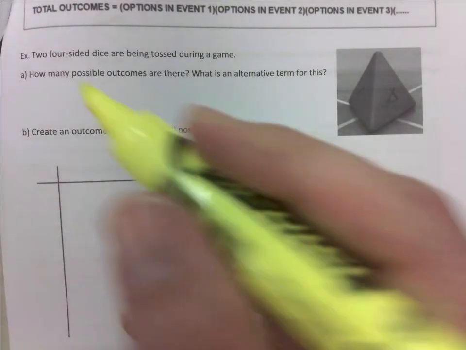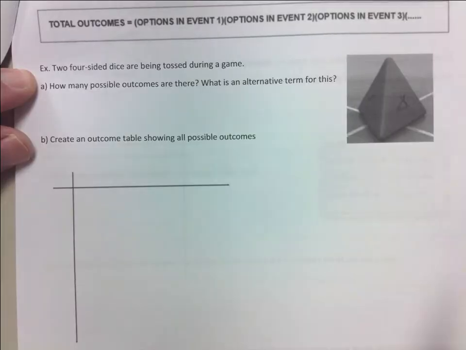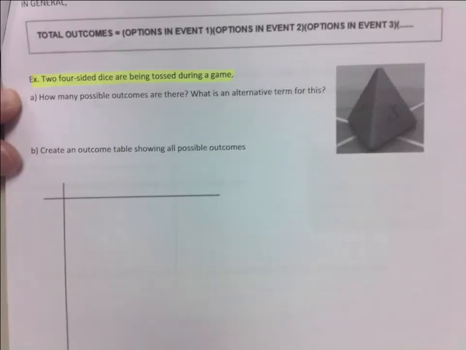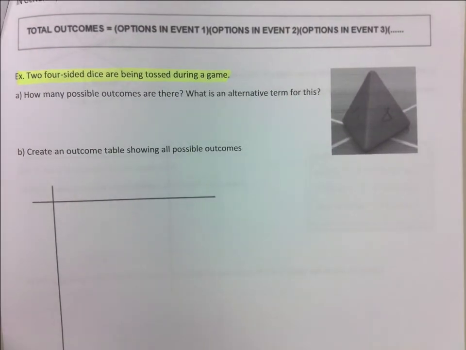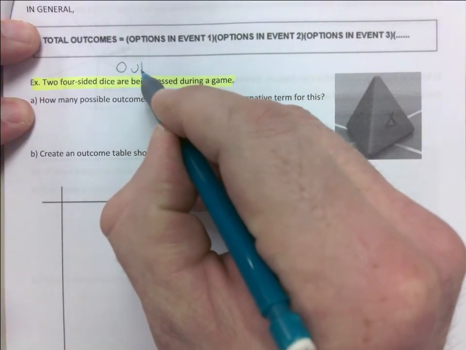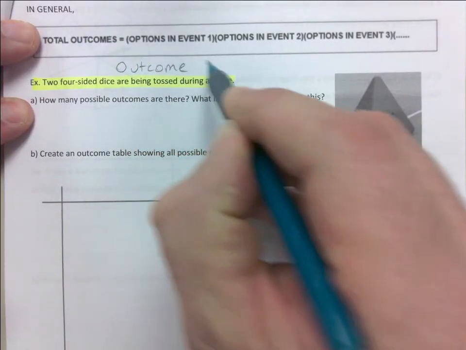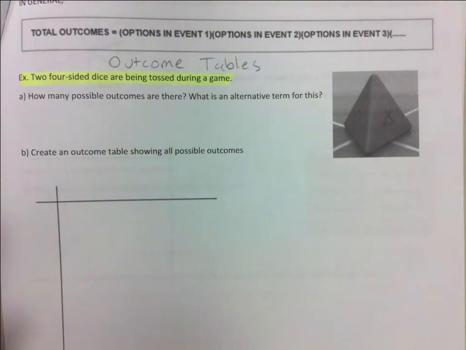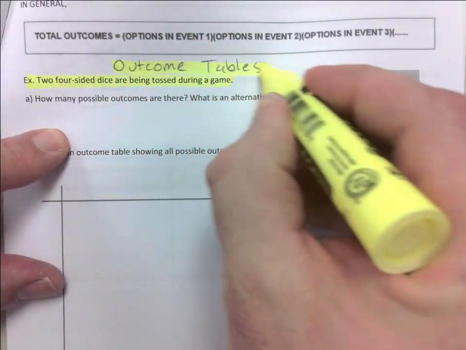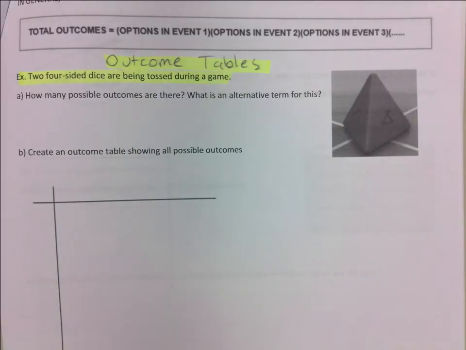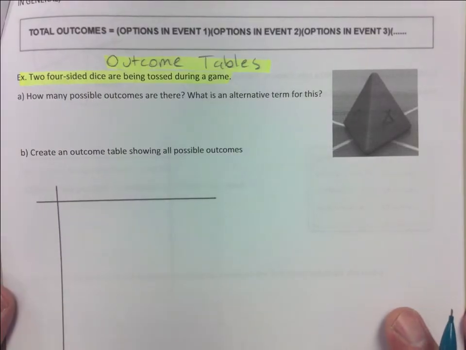So I call this outcome tables. Two four-sided dice are being tossed during a game. At the top of this, I would like you to have the heading "Outcome Tables." And I'm going to go to the front of our booklet once we're done this and make reference to this, so you know to add this to your study sheet.